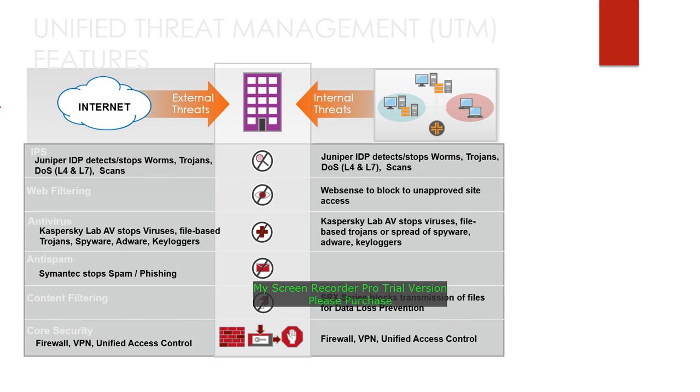So we were at the UTM feature. There is IPS, web filtering, and one more, antivirus, which is Kaspersky. It uses the Kaspersky Lab AV antivirus feature, and it prevents Trojans, spyware, adware, and keyloggers. So you can identify if there is any malicious software, Trojan, or anything.